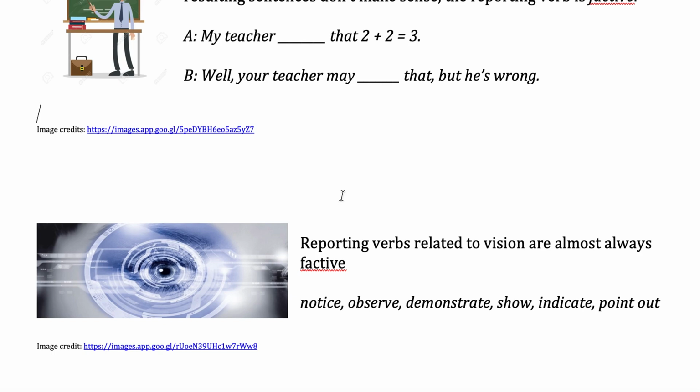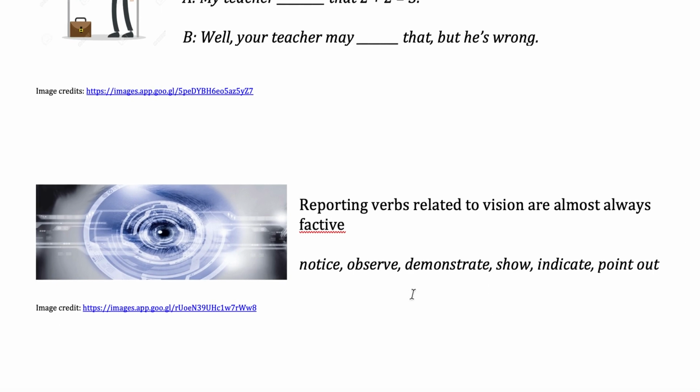Well, first, it's good to know that anything related to vision is almost always factive. We have this whole, I see can mean that, I understand and everything. So words like notice, observe, demonstrate, show, indicate, point out, these are all factive, right? You try them in the test. Well, my teacher observed that 2 plus 2 equals 3, but he's wrong. Well, then he didn't really observe that now, did he?